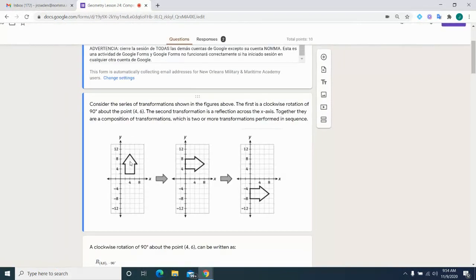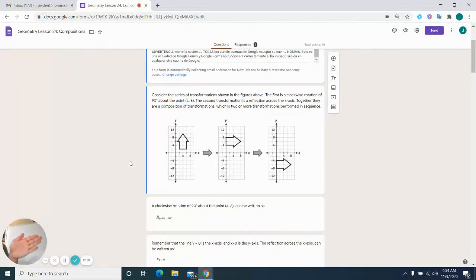So it just spins, like it's like this. It just spins. Actually, it's starting up, so it spins, right? So for the first transformation, it spins.